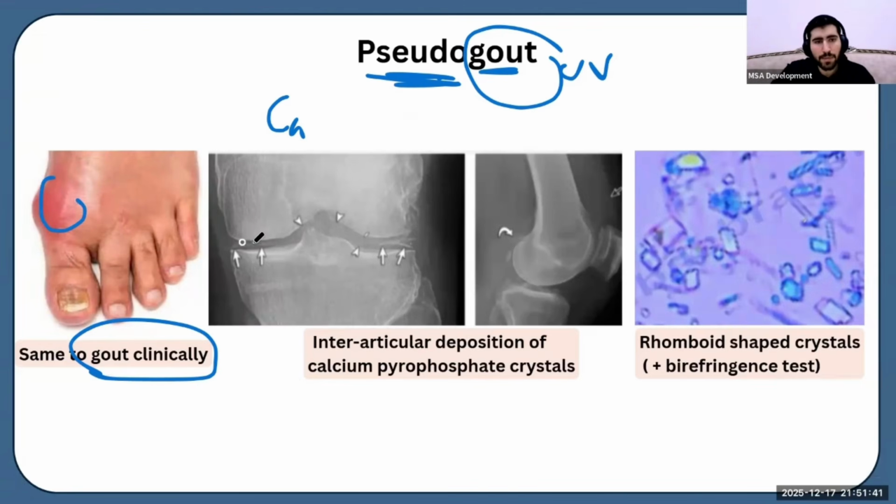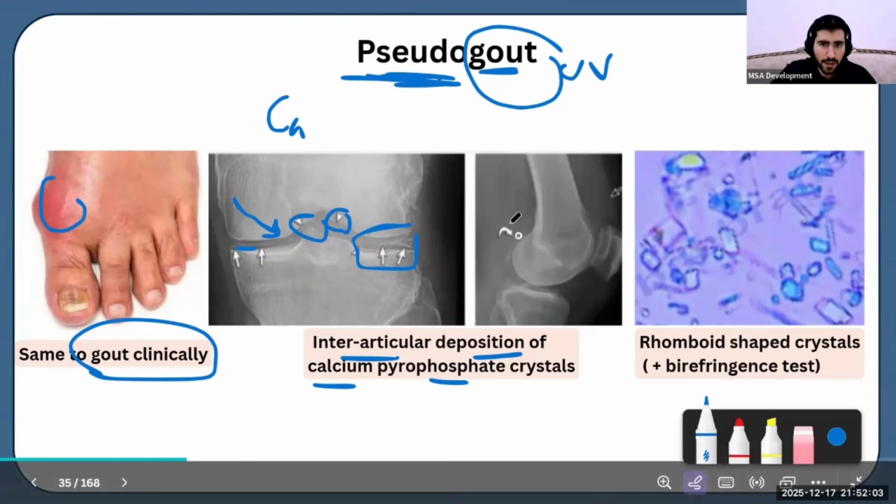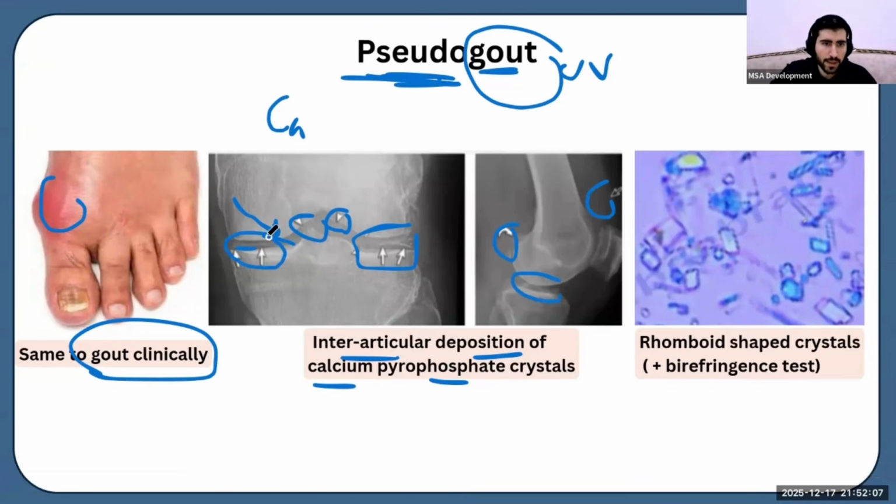However, in X-ray, in gout, the crystals accumulate in the joint and cause inflammation. However, in pseudogout, it accumulates intra-articularly. So it's not on the joint or the bone itself, it's just between the bones. As you can see here, it's between the bones. So in pseudogout, we have intra-articular deposition of calcium pyrophosphate crystals. As you can see here, it's just between the bones, more clearly here.